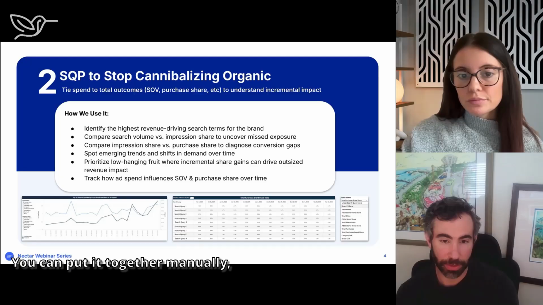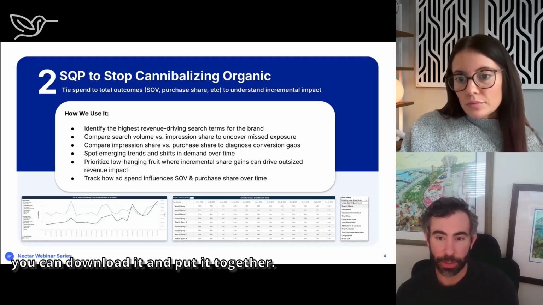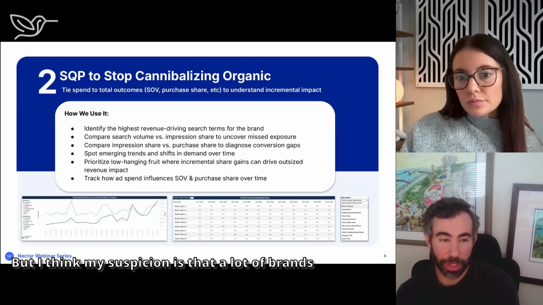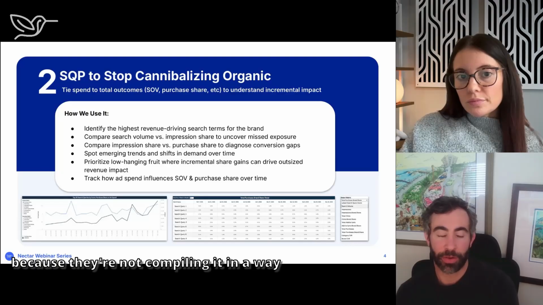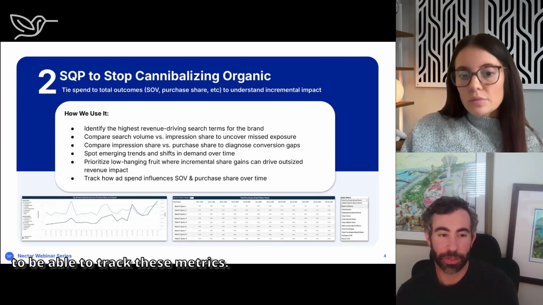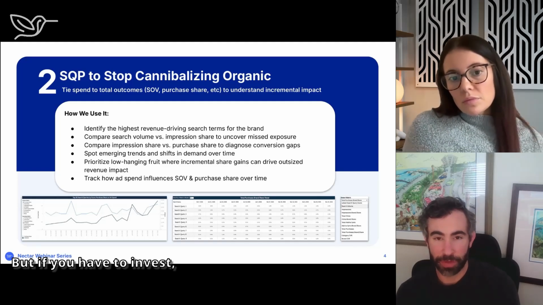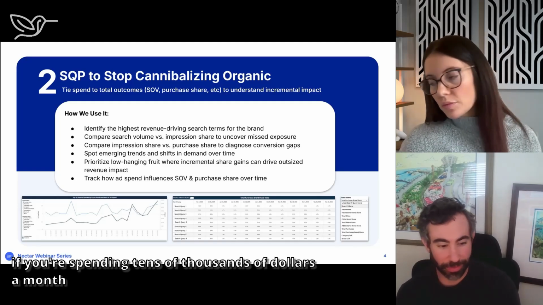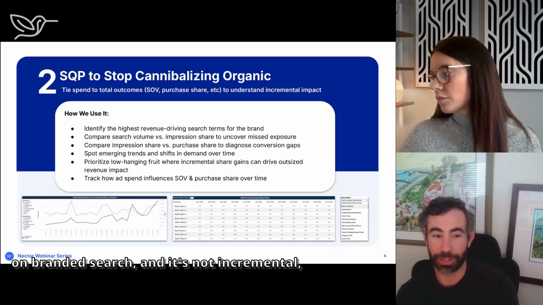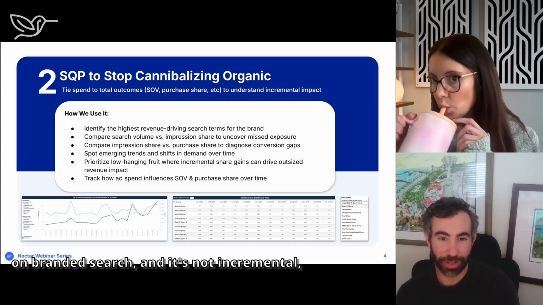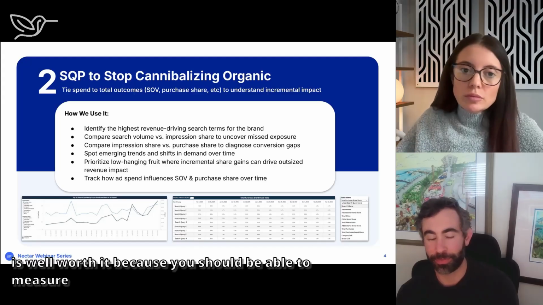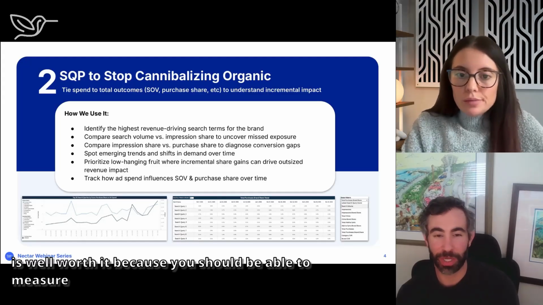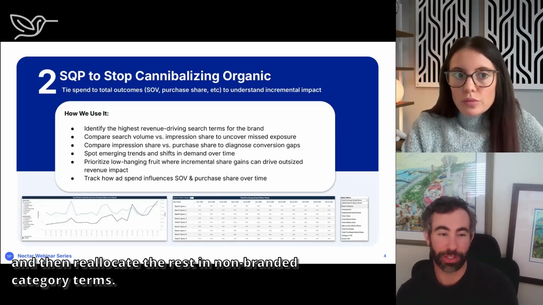You can put it together manually. You can download it and put it together. But my suspicion is that a lot of brands aren't utilizing this data because they're not compiling it in a way to be able to track these metrics. But if you're spending tens of thousands of dollars a month on branded search, and it's not incremental, spending $1,000, $2,000, $3,000 a month on a tool is well worth it because you should be able to measure what amount is truly incremental and then reallocate the rest in non-branded category terms.